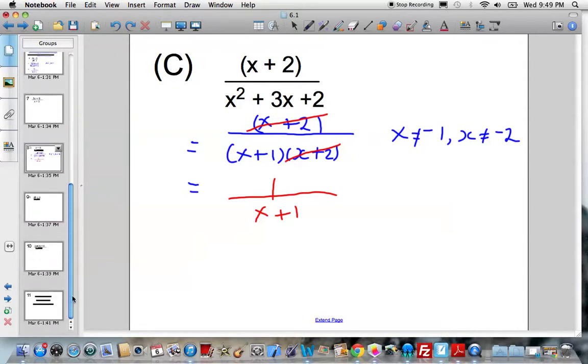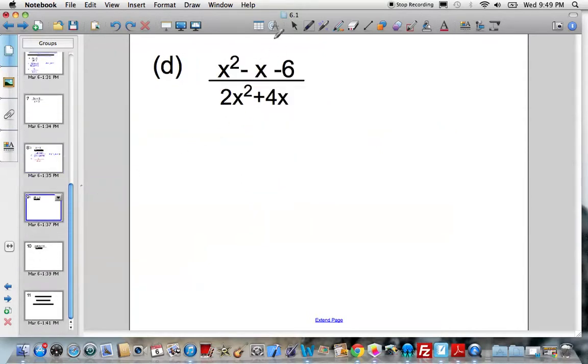Let me try one more and call it a day. So this one's even more complicated still. So we have the top we need to factor. So again, that's the AM method. But adds to get us negative 1, multiplies to get us negative 6. Well, that's going to be x minus 3, x plus 2.